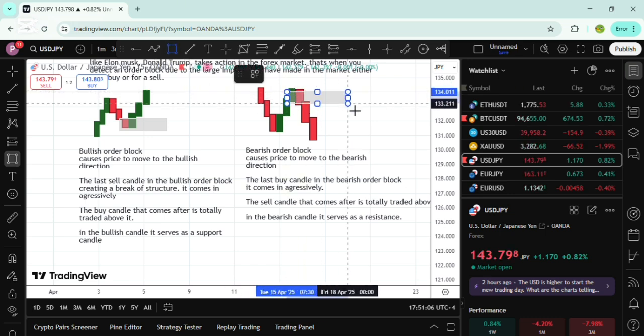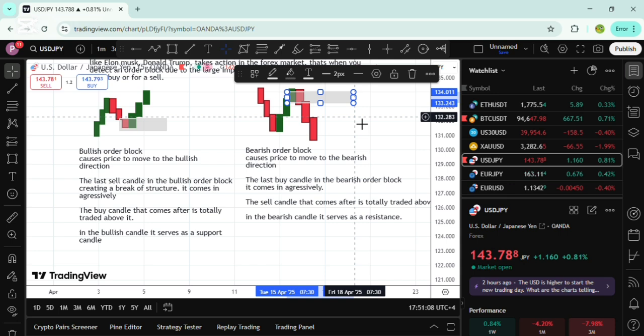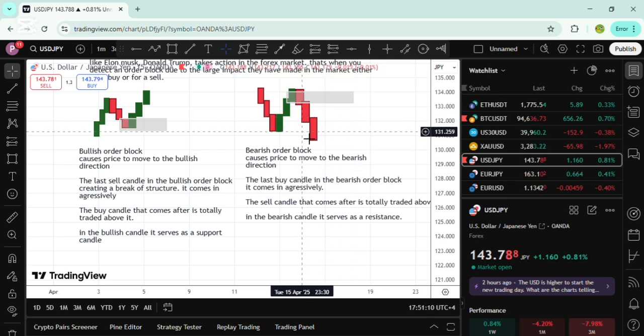An example of a bearish order block, which is the selling order block, is that one there, because it changed the direction of the market going down. And these market makers, these institutions, they only sell when the market is high.